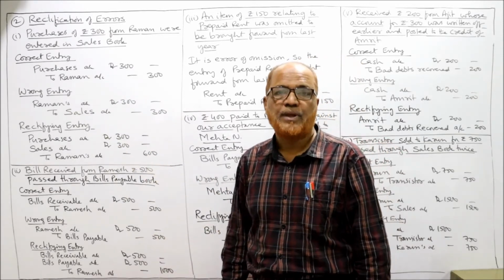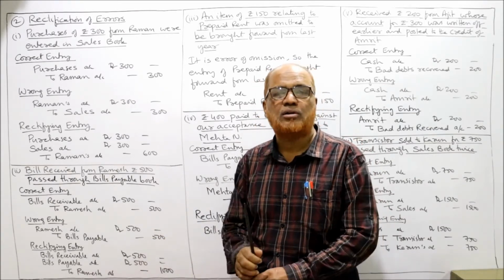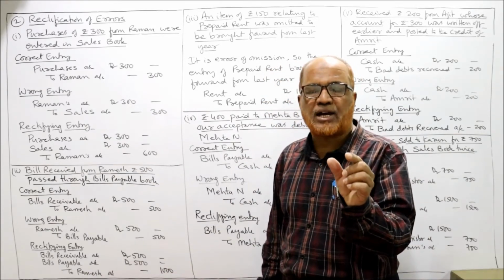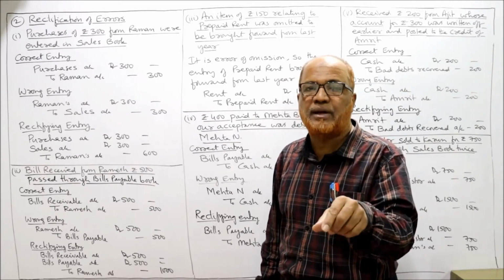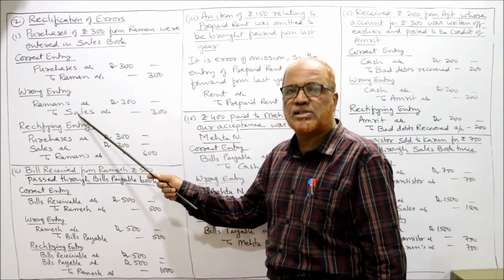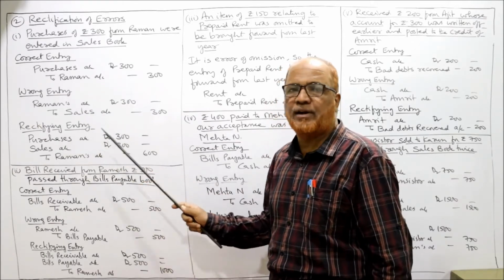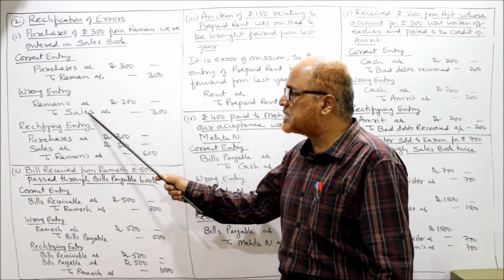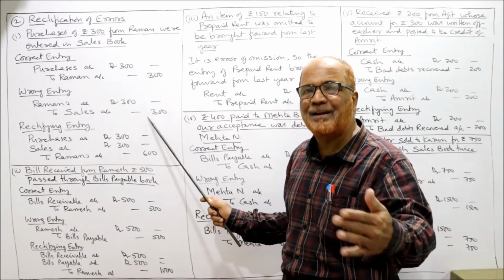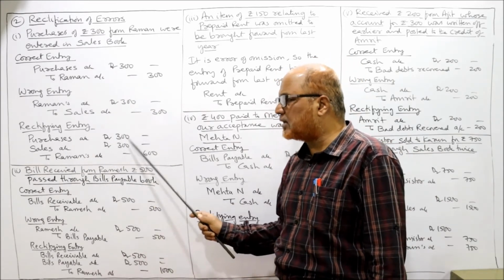It's a two-sided error because the error is there in Raman's account, purchase account and sales account. So rectifying entry. First of all, it is a purchase transaction, so purchase account should have been debited, but it is not debited. Wrong entry passed, Raman's account debtor to sales. Reality, it's a purchase transaction, so purchase account now we debit. Sales account, by mistake we have credited. Now we debit sales account. So purchase account debtor 300, sales account debtor 300.